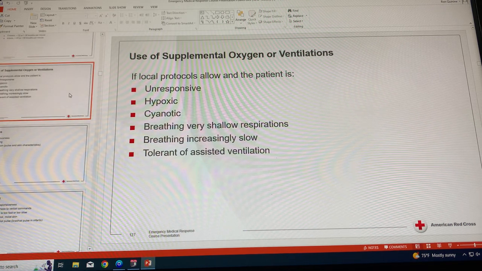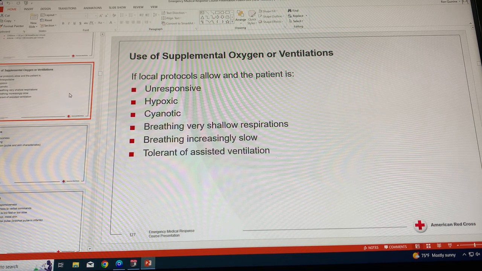Okay, next slide. We're going to be discussing the use of supplemental oxygen or ventilations. Administer supplemental oxygen or provide ventilations as appropriate. Based on local protocols, if the patient is having trouble breathing, this would be necessary if the patient is unresponsive. Monitor the patient's airway to ensure that respirations are continuing and effective.